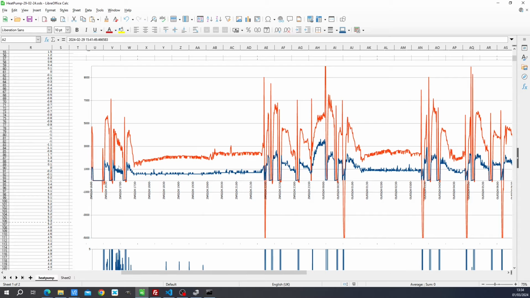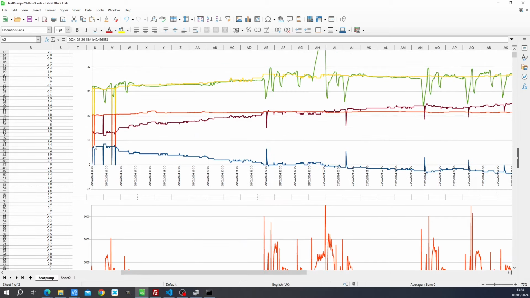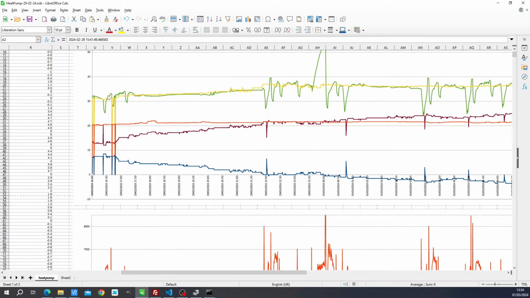But when the air temperature here was about 8 or 9 degrees, that's too high for continuous operation. So it just continues to overshoot the leaving temperature, and then it cuts out, overshoots and cuts out before the temperature starts to drop down to a reasonable level.